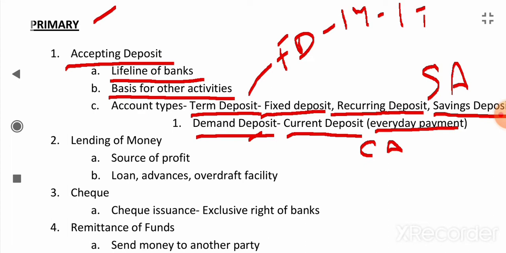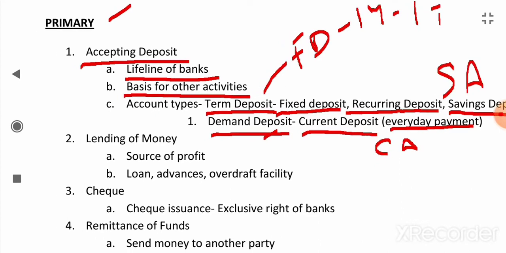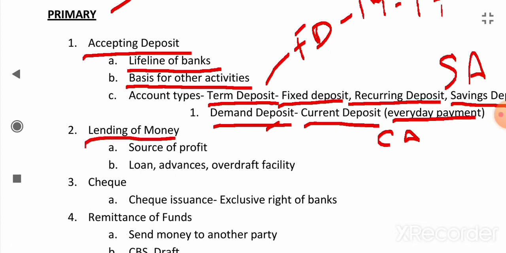Second type of primary function or primary service of bank is lending of money. Lending like loans, advances, overdraft facilities, like this. It is one of the sources of profit of bank. When you deposit some amount with the bank and the bank pays you 5%, then the bank will lend that money to another person in the form of loan, like home loan, car loan. If the bank lends that money at about 7% interest rate, then the gap of 5 and 7, that is 2%, will be the bank's profit.